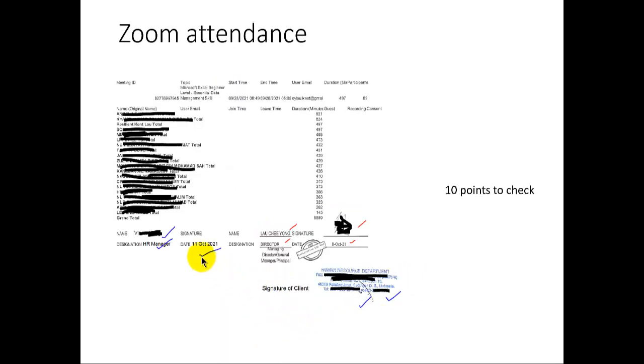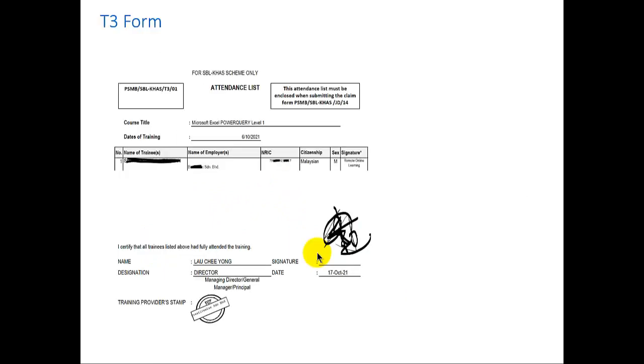The Zoom attendance, you also need to do that. You also need to sign that, with the company chop and the signature. It has to be an HR manager or above, a manager or above. So stamp the chop again, with the date. So this is another T3 form.